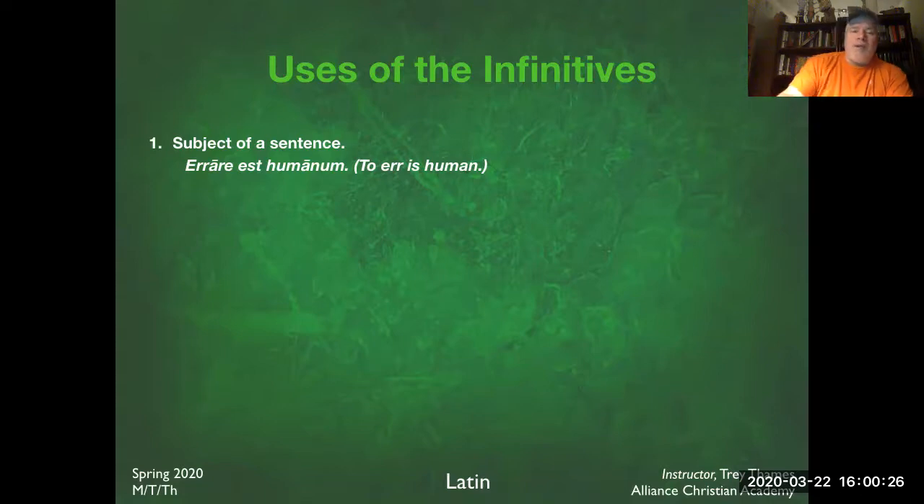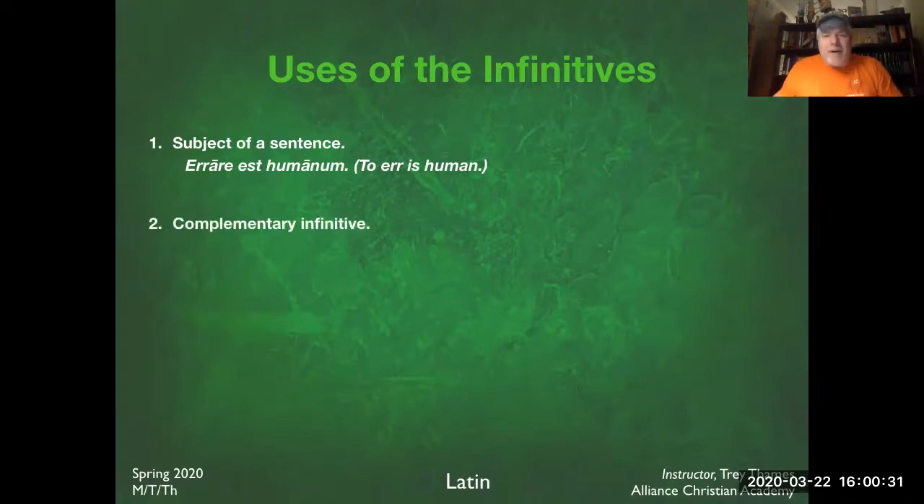It is human. Here's a second way that we've already learned how infinitives can be used, a complementary infinitive. We've often talked about debeo, possum. Those are verbs that need a complementary infinitive to complete the thought. Audeo, A-U-D-E-O, audere means to dare. Those require an infinitive to complete the thought. You ought to study your homework. You ought to clean your room, or I am able to run. I dare to think. So those are examples.